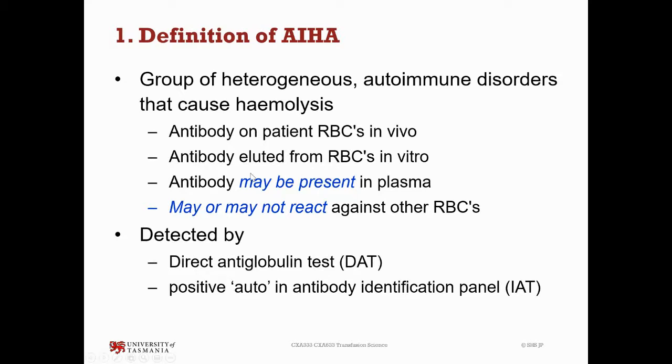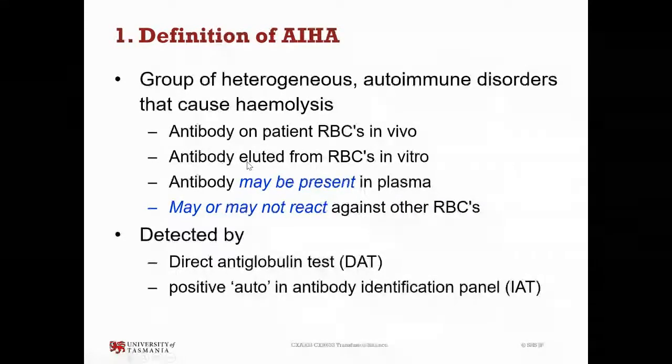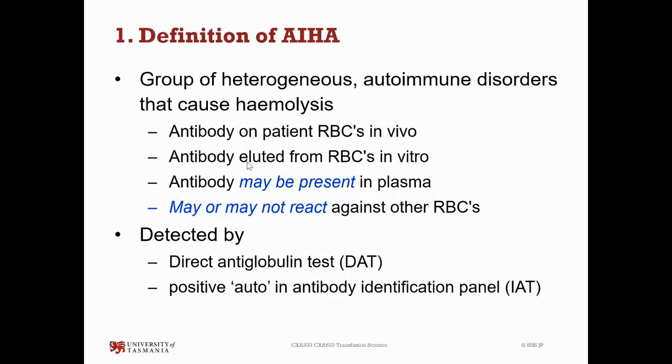And so eluted meaning it can be removed from the red cells, or if you like, decoupled from its corresponding antigen on the red cells, and then we can identify it using an antibody panel, the way we do after we've detected an antibody using our screening cells. Now, the thing with these autoantibodies is that they may be present in the patient's plasma as well as being on the patient's red cells, or they may not be. So why do you think we might have an autoantibody that has sensitized the patient's red cells, but it may not be present in the plasma? Why do you think that might happen?